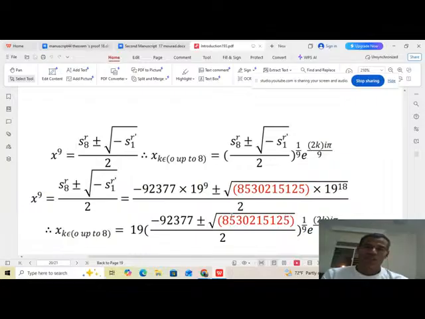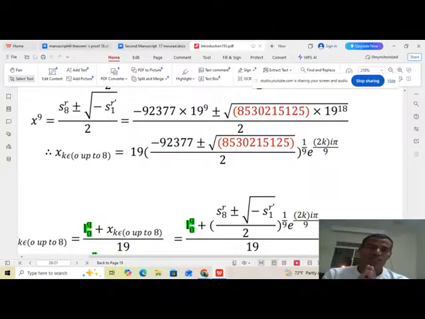It will be 19 raised to the power 9, and then it has to be 1 over 9. So it comes out exactly equal to 19 times negative 92,377 plus or minus the root of 8,530 billion 215,125, divided by 2, raised to the power 1 over 9, times exponential 2kiπ divided by 9. So this one is the xk.